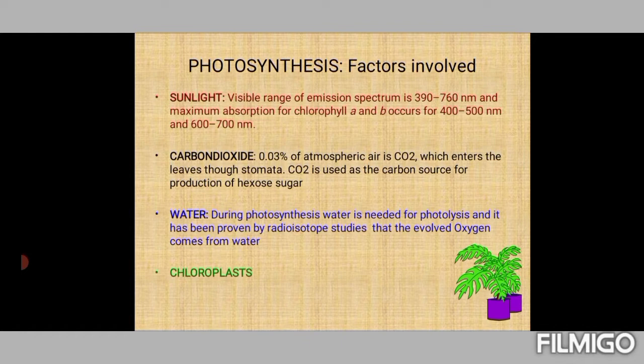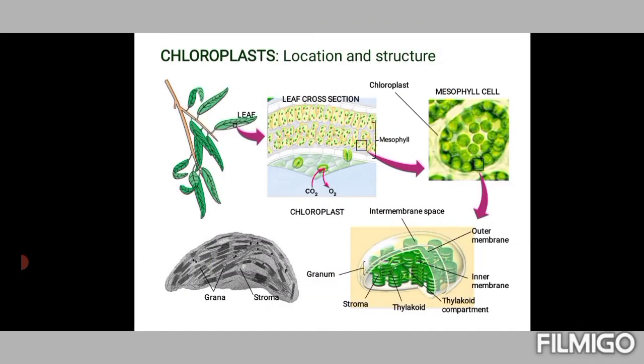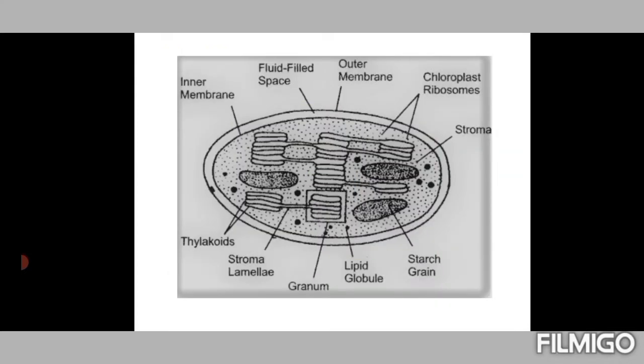This has been proved by radioisotope studies. And the chloroplast, we have to see the structure of chloroplasts. See, these are leaves, the cross section of leaves, the mesophyll cells. The chloroplasts are actually concentrated inside mesophyll cells. And you can see magnified mesophylls, magnified, you can see the chloroplast here. And the chloroplast can be seen here.